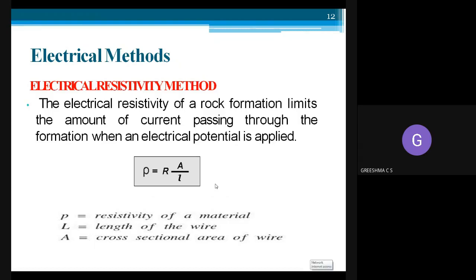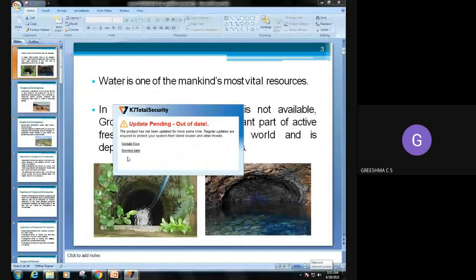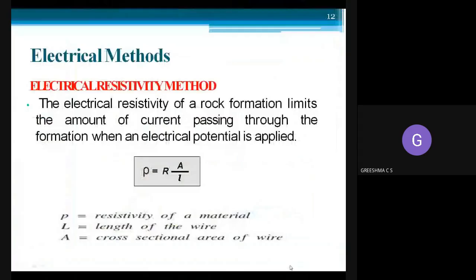Now we are going to see how this electrical resistivity method is used in geophysical exploration, or you can say geological exploration. The electrical resistivity of the rock formation limits the amount of current passing through the formation when the electrical potential is applied. Okay, so that's it.